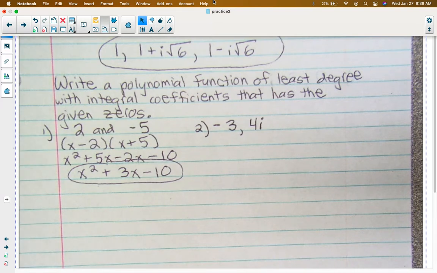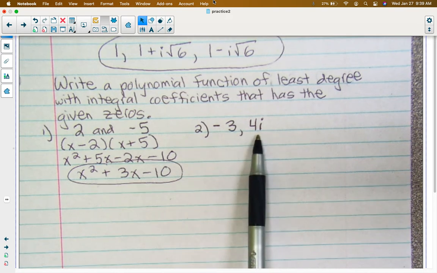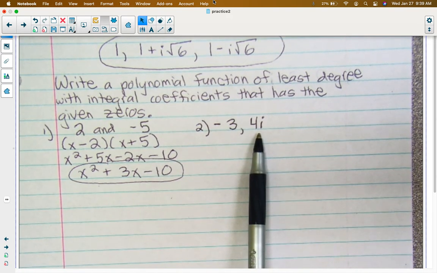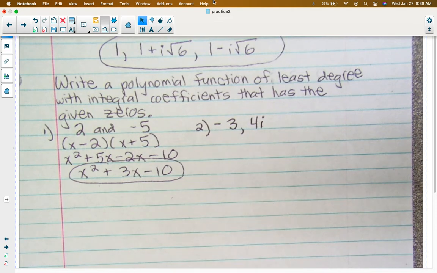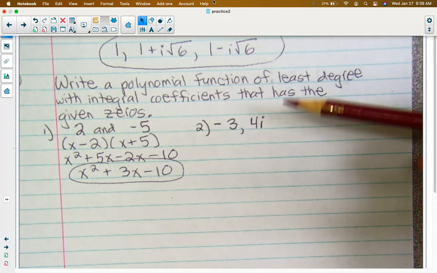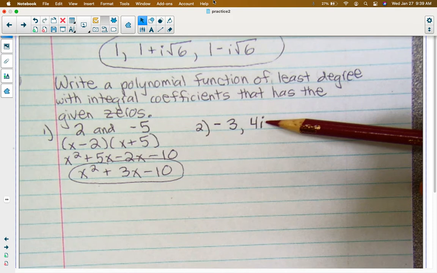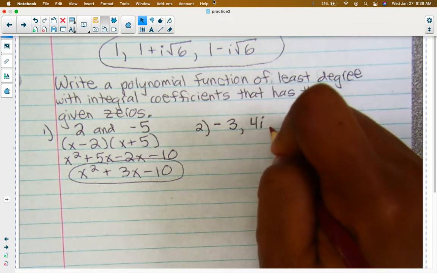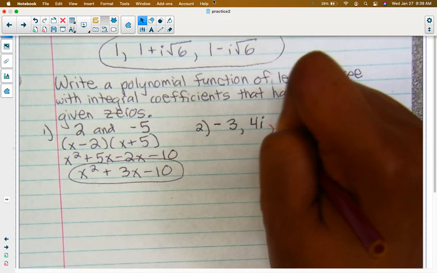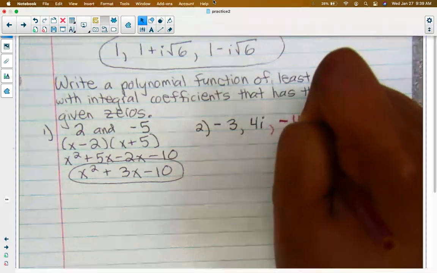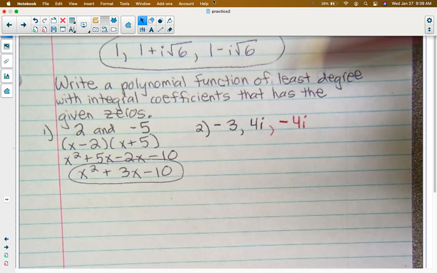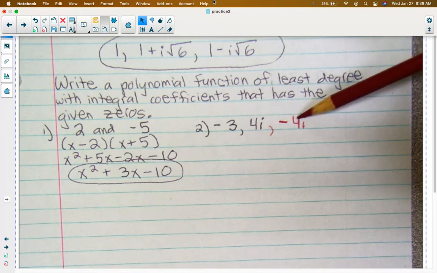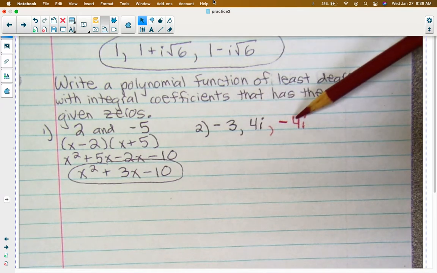Now, let's step our game up a little bit. Suppose they give us zeros of negative 3 and 4i. Imaginary numbers come in pairs. So this 4i will never just be by itself. What goes with 4i is negative 4i. It's called a complex conjugate. So if one is positive, you have to include the negative. If one is negative, you have to include the positive.